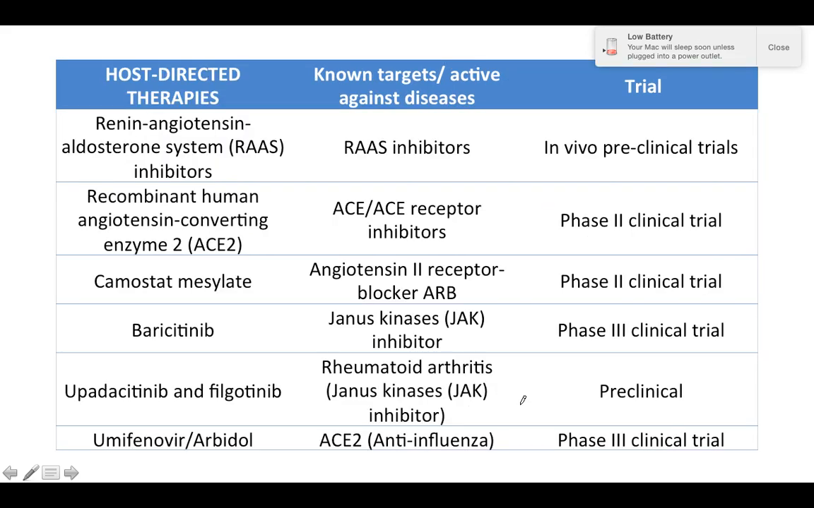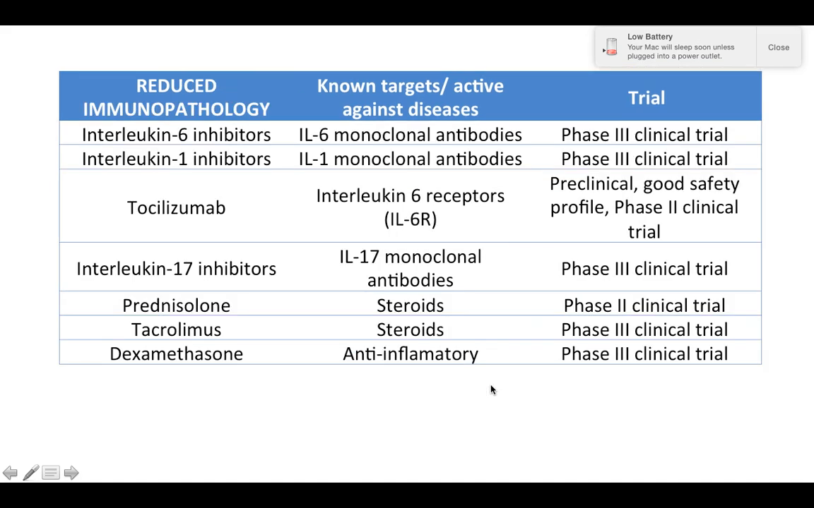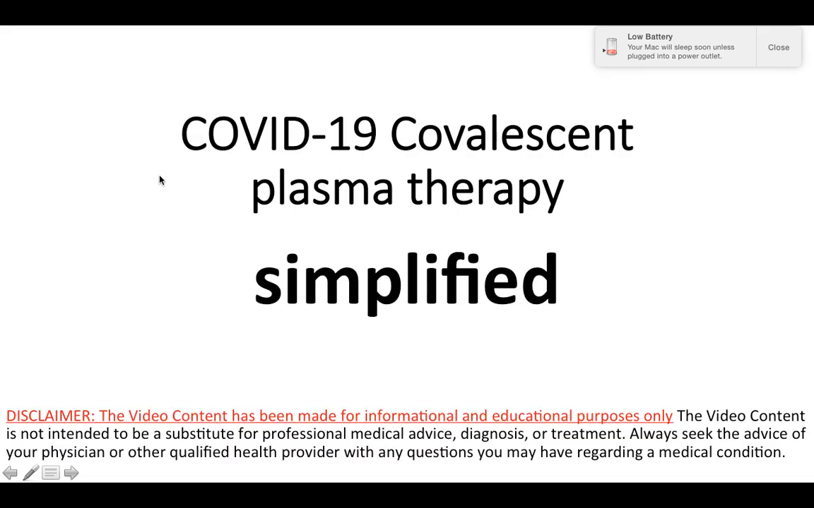There could be host directed therapy like RAAS pathway inhibitors or ACE2 receptor inhibitors, or, as I said, some of the downstream pathway inhibitors like JAK-STAT pathway inhibitors, which can be very useful in host directed therapy. Or there could be some which are not restricting the virus, but are helping in reducing the disease severity, like the steroids which we discussed, or the cytokine inhibitors, etc., which we have seen in the last few minutes.